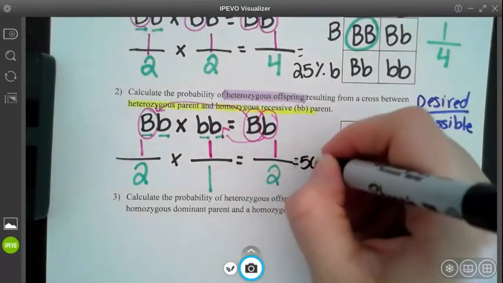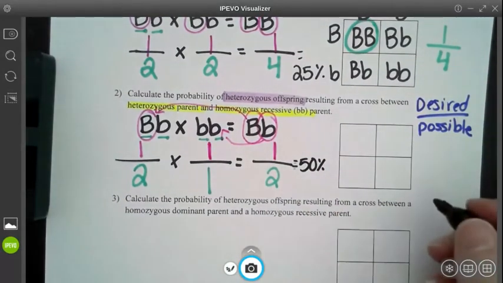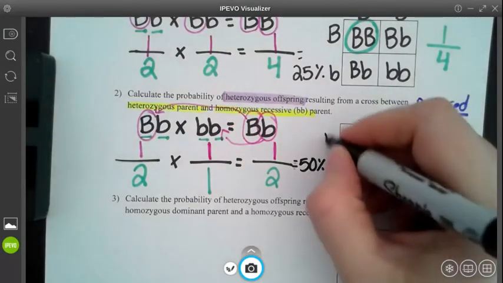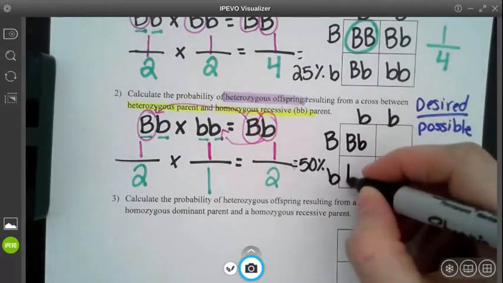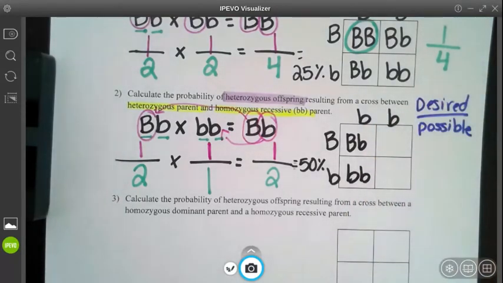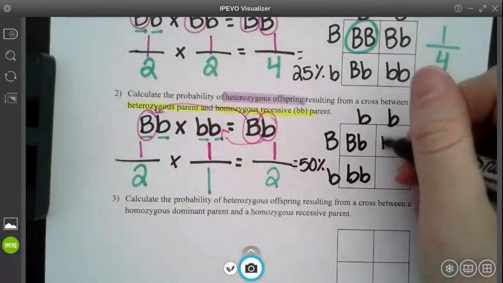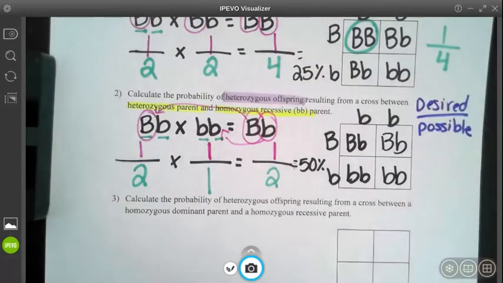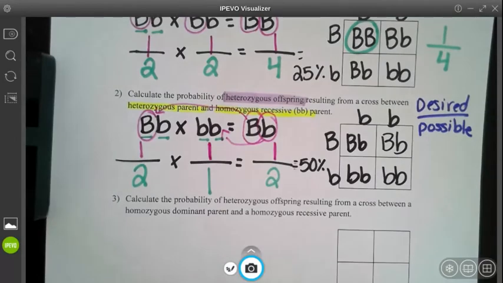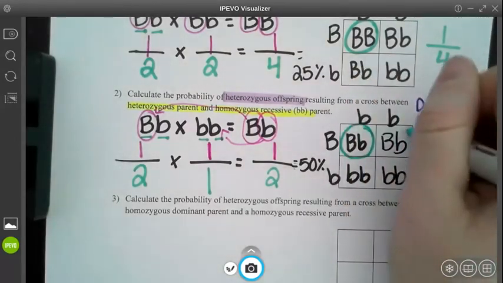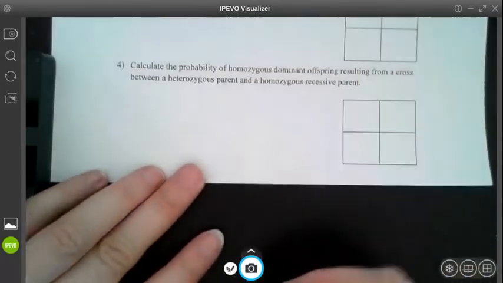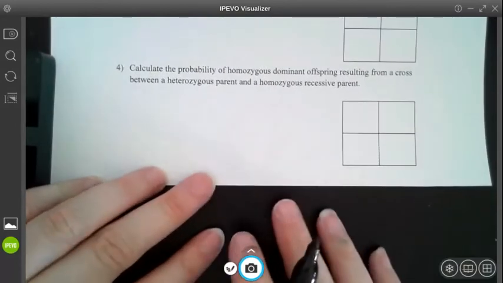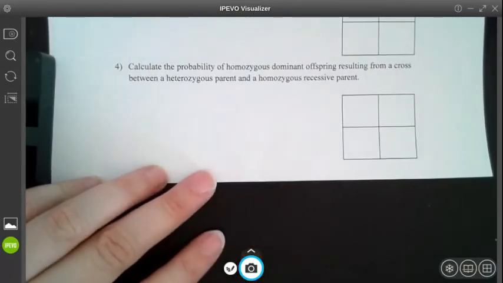Now, just to make sure I did this properly, let's fill in our Punnett square. I did my parents backwards on accident. Okay. Here's my desired. 1, 2. That's 1/2.